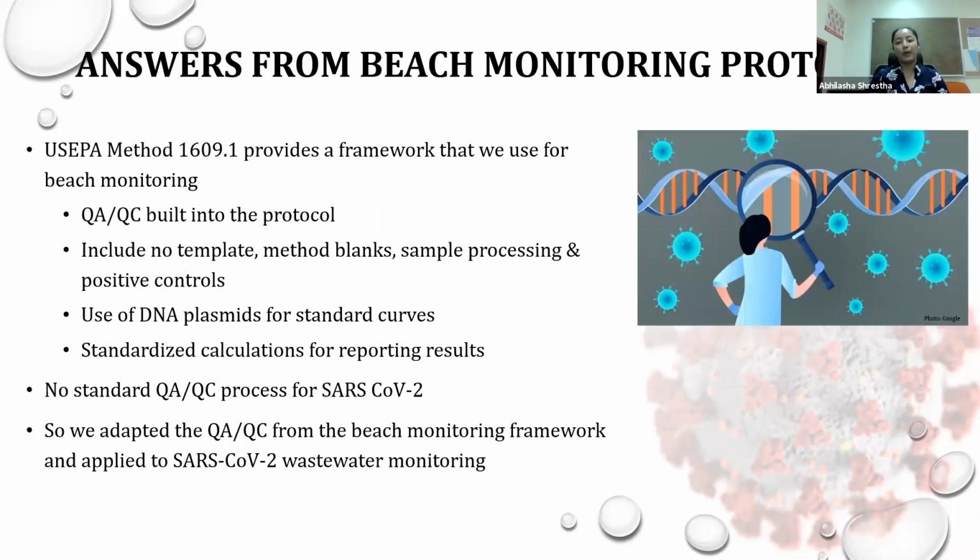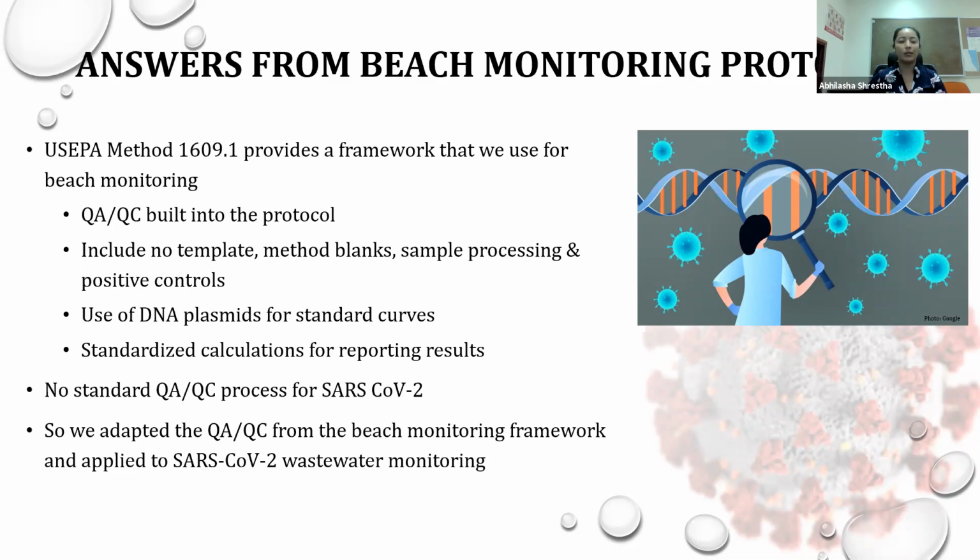So in order to answer some of those questions, we went back and referred to the protocol that we had been using for our beach monitoring program. We used the US EPA Method 1609, which provides the necessary framework for our beach monitoring here in Chicago. This 71-page document lays out everything needed, from sampling to analysis to calculating your results to reporting for our beach water project. The quality control and quality assurance were built into this protocol, which includes use of no template controls, method blanks, positive controls, and sample processing controls. So for wastewater monitoring, we decided to adapt some of these QA/QC measures from our beach monitoring framework and apply them to our wastewater monitoring framework, so we were more confident about our data quality.